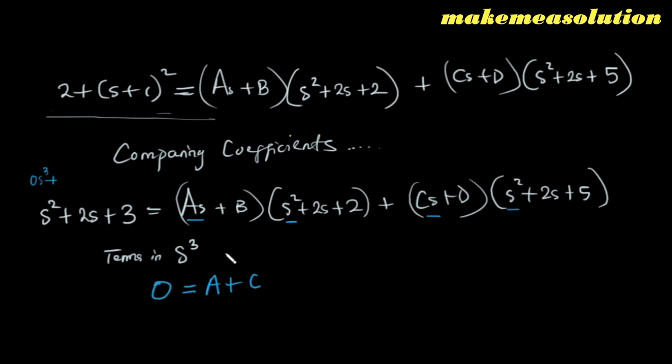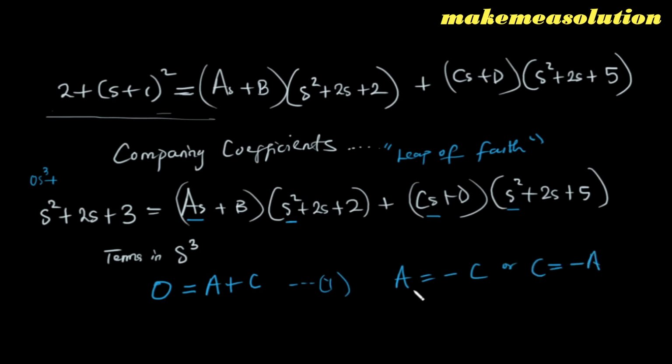So this approach of comparing coefficients, I call it leap of faith, because it involves you observing. You have to be careful. You don't have to open the brackets. You just have to observe and collect your terms. So if you can follow me carefully, you will see how I'm going to do it and we'll get our answer. So this is equation 1, from which a becomes minus c, or c becomes minus a. a plus c equal to 0 implies a equal to minus c, or c equal to minus a.